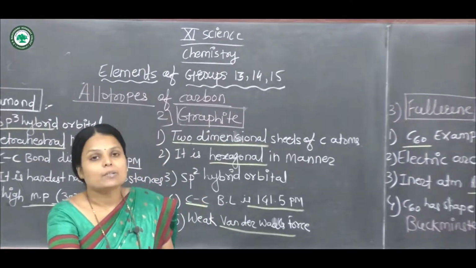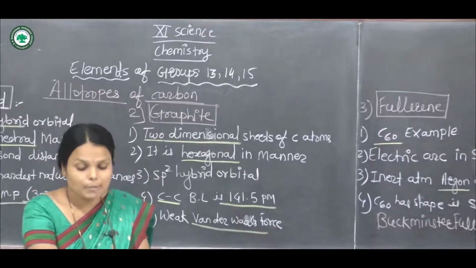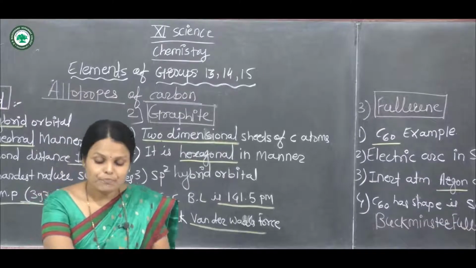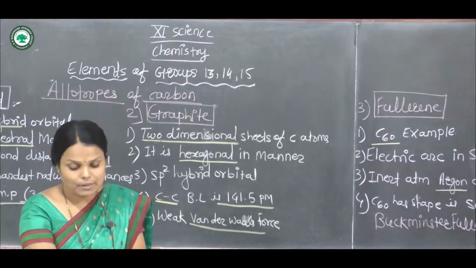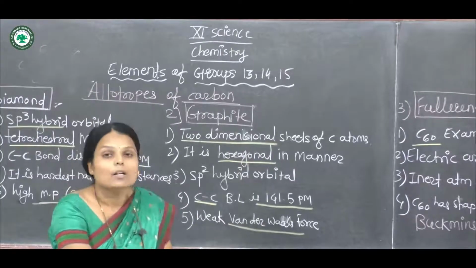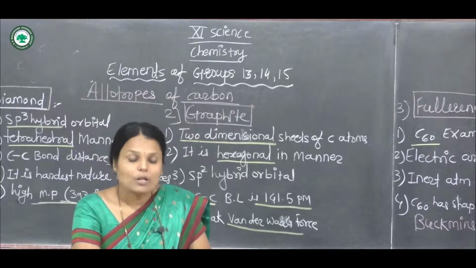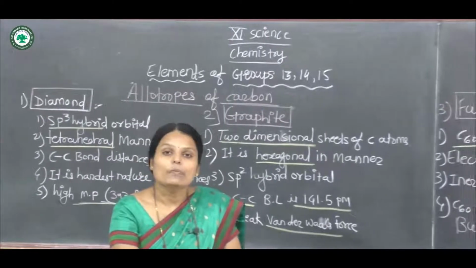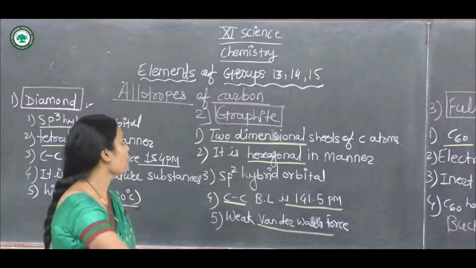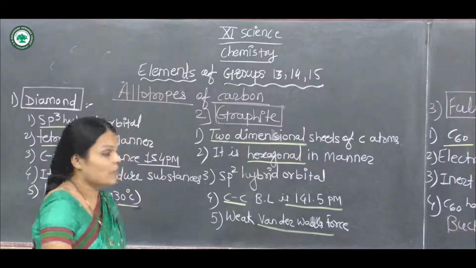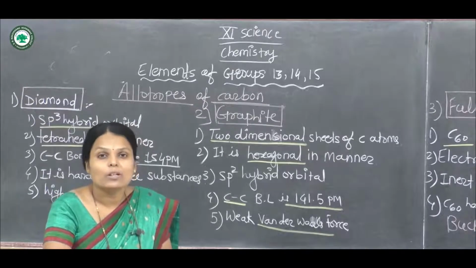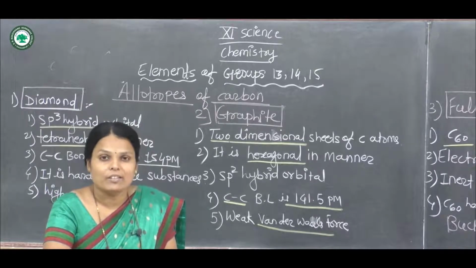The next allotrope of carbon is the carbon nanotube, which is cylindrical in shape, and graphene is the fifth. We will discuss carbon nanotubes and graphene in the next lecture. In this lecture we discussed diamond, graphite and fullerene. Thank you.